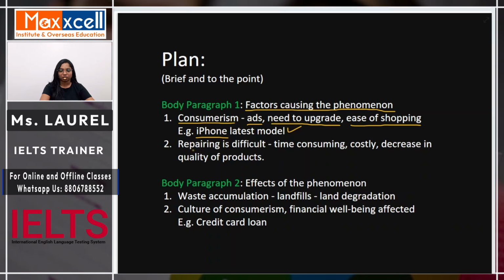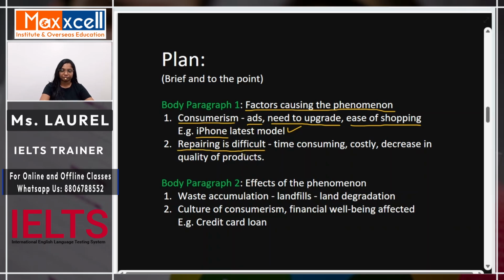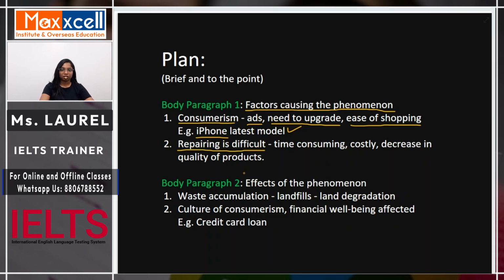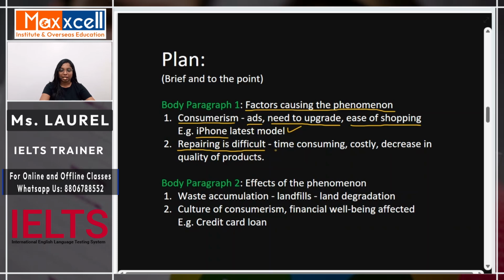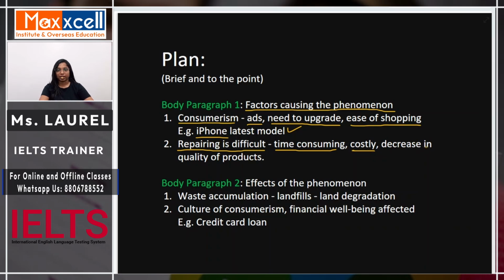Coming to the second point, the second point I have kept is that repairing is difficult. Compared to the ease of buying, repairing is definitely way more difficult, right? Because it is time consuming. Also, it is quite costly. If you find the difference between getting a product repaired and buying a brand new item, you will find that it's not much of a difference, right? Sometimes buying is preferable because with slightly more investment, you can get a new product. Why would you get your old one repaired in that case?